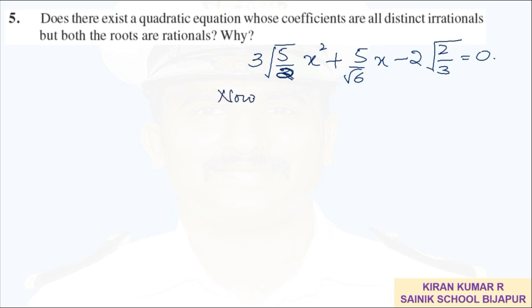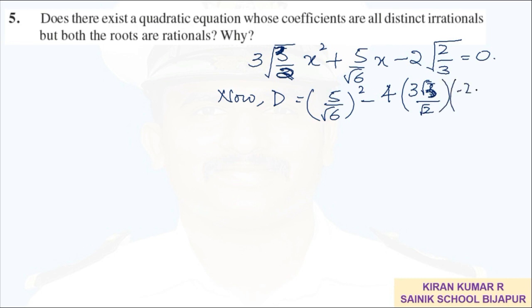What is the D value? B square, which is 5 by root 6 whole square, minus 4ac, 4 times 3 root 5... sorry, I have made a mistake. I would have considered this root 3. So 3 root 3 by root 2 multiplied by negative 2 root 2 by root 3, so that these terms will get cancelled. It becomes a little easy to solve. So that's the only intention.